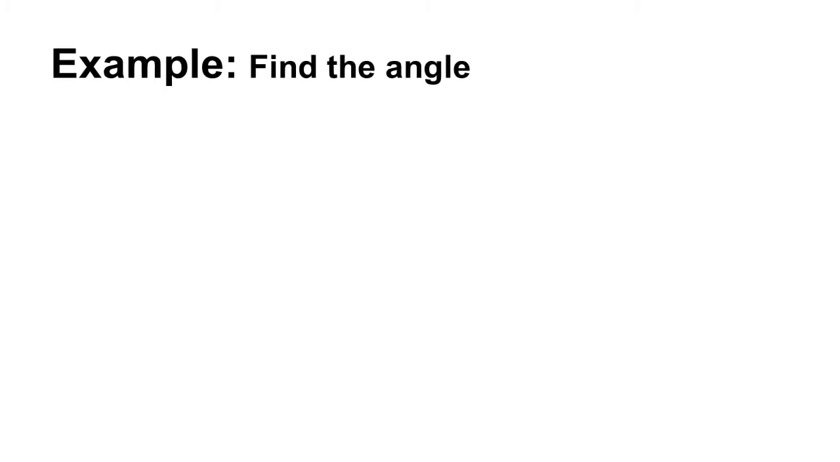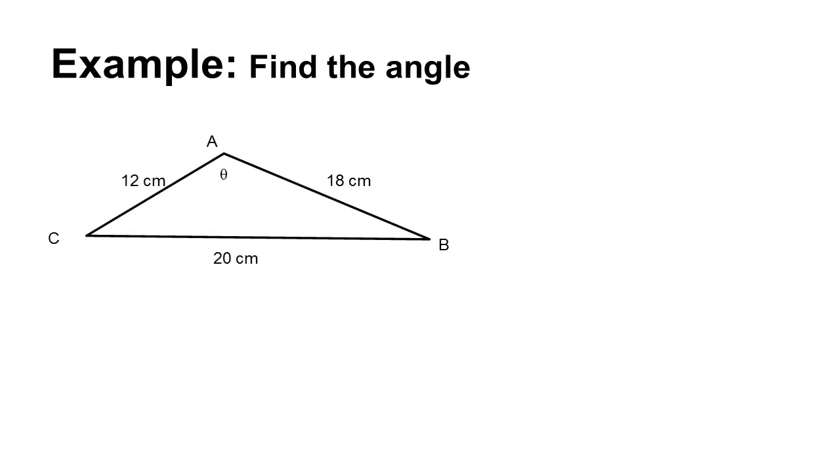Here's an example. Let's take the triangle that has three sides of 12, 18 and 20 centimeters, and we want to find the angle theta at A. The cosine rule says that the cosine of the angle A is equal to b squared plus c squared, take away a squared, divided by 2bc.